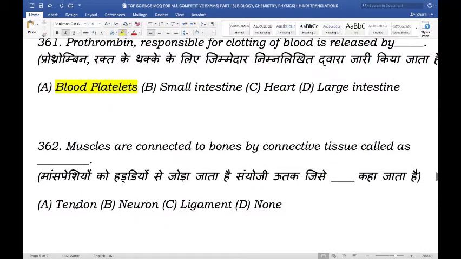Next question. Muscles are connected to bones by connective tissue called as blank. So what is it called as? Are they known as tendon, neuron, ligament, or none? And the right answer here is tendon. Tendons are similar to ligaments. Both are made of collagen. Whereas ligament connects one bone to another, the tendon connects the muscle to the bone.